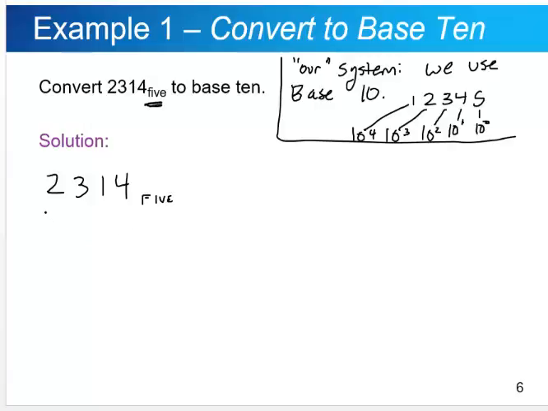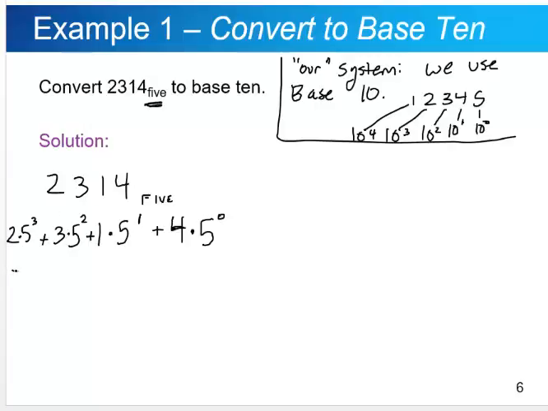So one approach is just noting that when we have our place value, we have a 4 in the ones place, but that'll be 5 to the 0. We have a 1 in the fives place. We have a 3 in the 25's place, and then a 2 in the 5 cubed, or in other words, 125 place.